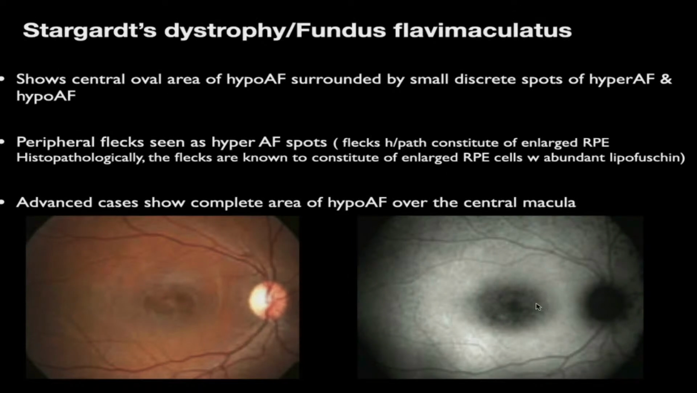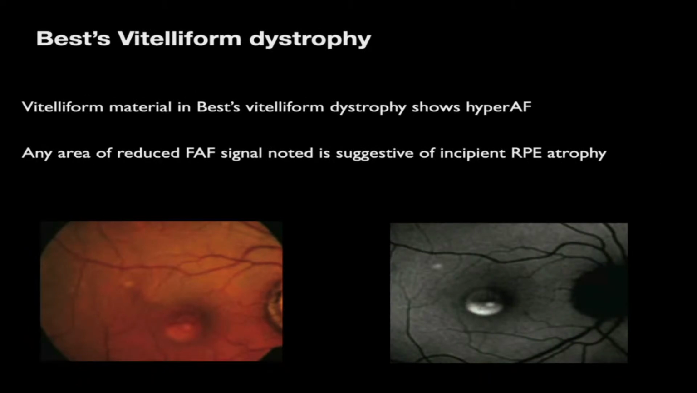In Stargardt's disease, you might have areas of hyperautofluorescence. In the periphery, the flecks that are seen, as well as the fovea, show up as hypoautofluorescence surrounded by hyper. The vitelliform material in Best disease also shows up as hyperautofluorescence.